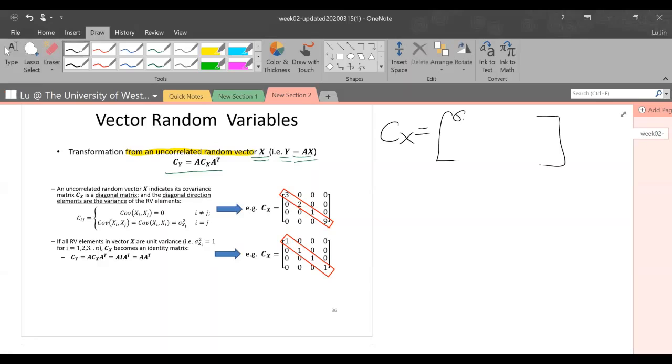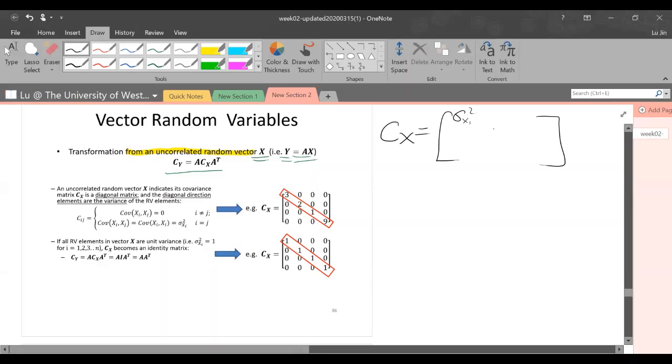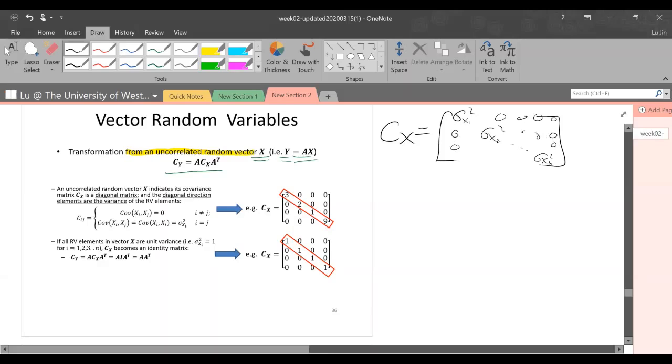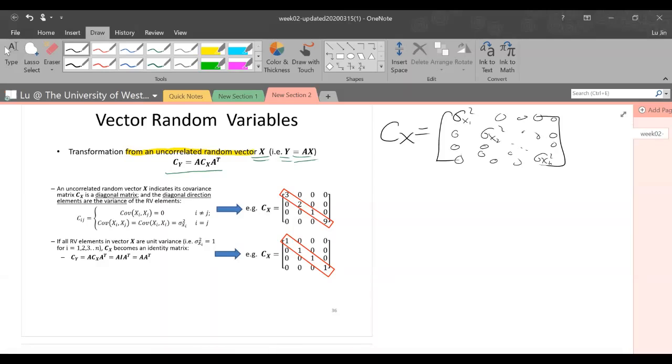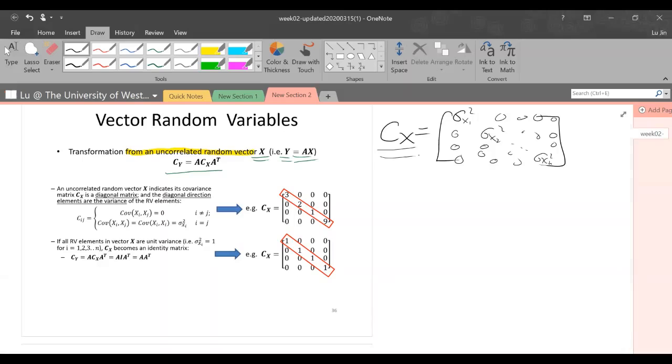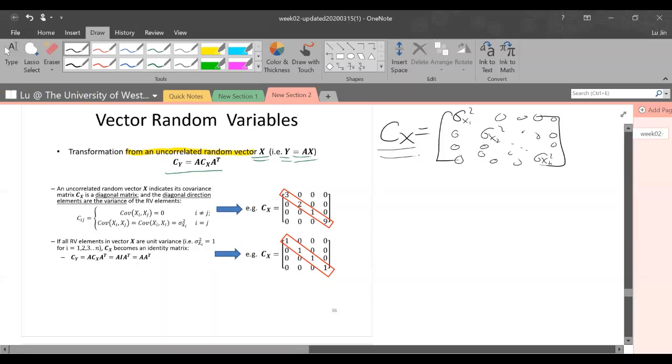So we call that sigma x1 square, the variance of the first element, sigma x2 square, until sigma xn square. So the variances of the different random variables of x. And off the diagonal, all the elements must be 0, all zeros, because in this x vector all the elements are uncorrelated, which means no linear relationship between each other. We are evaluating the covariance matrix of x, so all the off-diagonal elements are evaluating the linear relationship between the corresponding random variables in the same vector x. But they are uncorrelated, no relationship. So the covariances are zeros for all the off-diagonal elements. Okay, so that is a special feature.